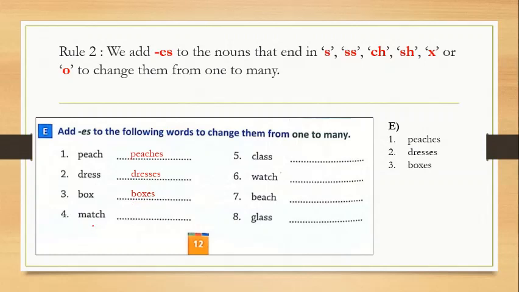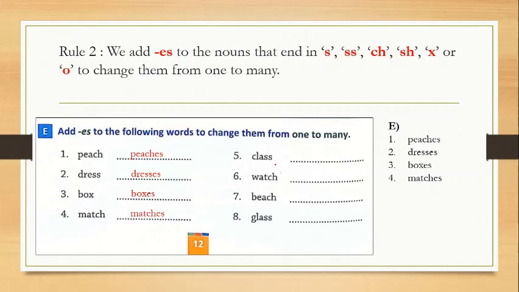Next word is match. What are the last two letters? The last two letters of the word match are CH. When the last two letters are CH, we add ES at the end. So we get matches.